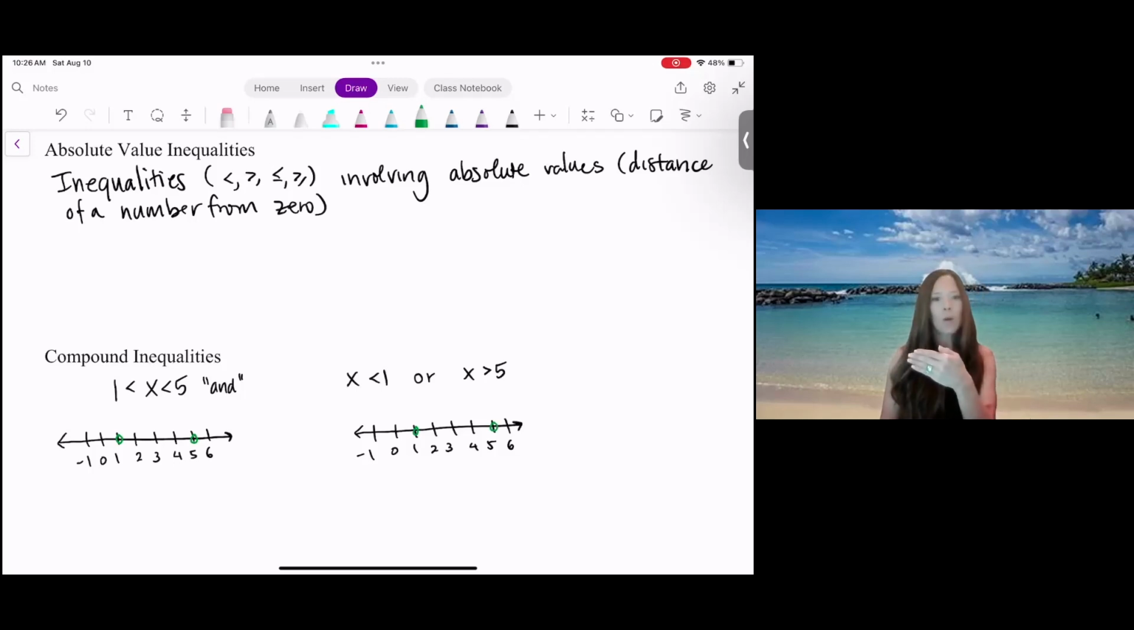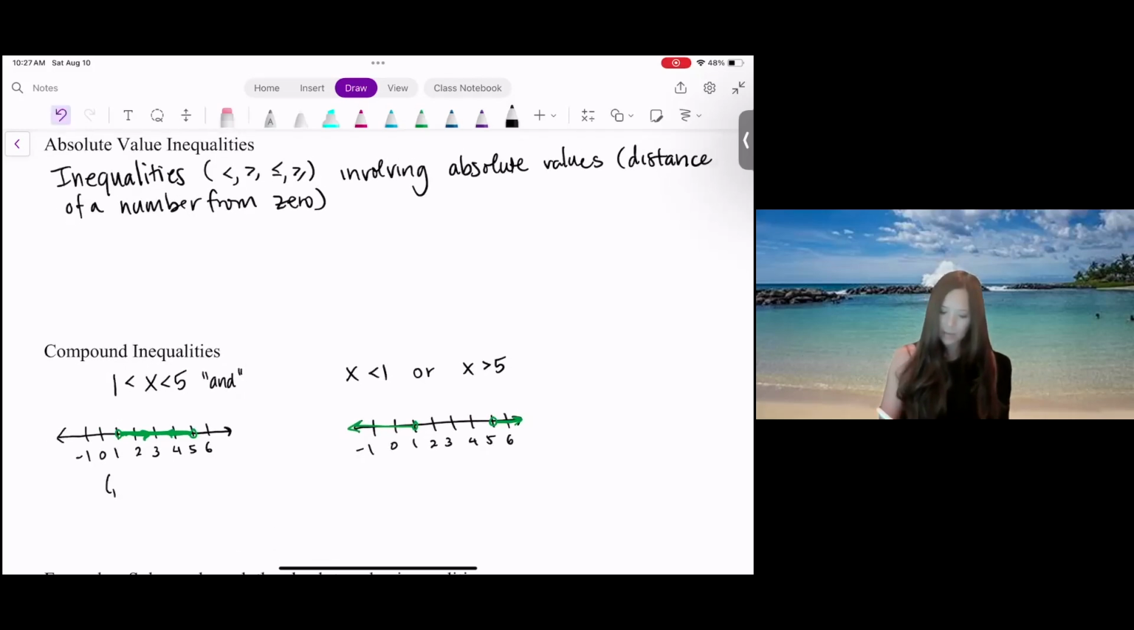However, to be greater than 1 and less than 5, the shading goes in between the two. Greater than 1 is to the right, less than 5 is to the left. So the region that makes this true is in between the two. Less than 1 is to the left, and greater than 5 is to the right. So if you notice, in the compound inequality with "and," the graph goes together, and the compound inequality for "or" splits. And if I was to write that in interval notation, this one would be (1, 5), and this one would be from negative infinity to 1, in union with 5 to positive infinity.